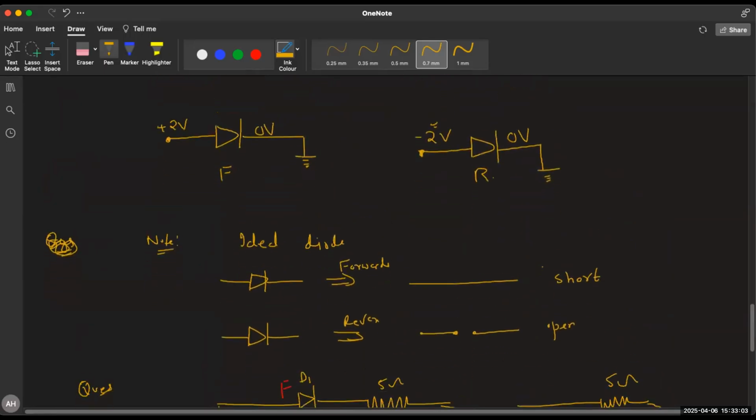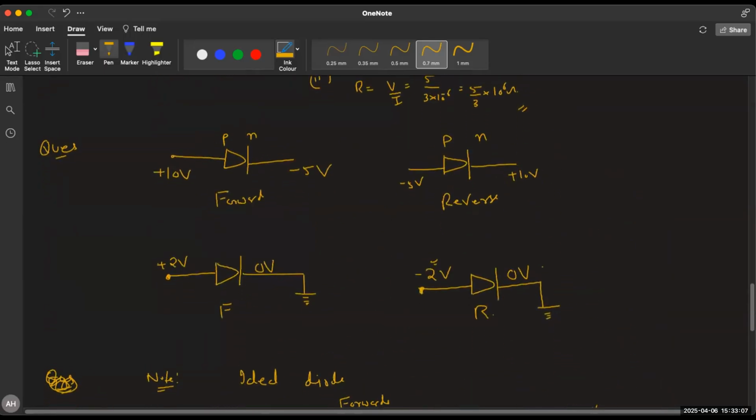Just note it down. Then we'll do one more type of circuit. Written? Yes, sir.